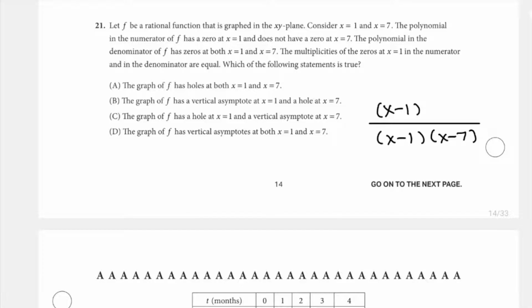The multiplicities of the zeros at x equals 1 in the numerator and the denominator are equal, so that means there's going to be a hole there. And so there's going to be a hole at x equals 1 and a vertical asymptote at x equals 7, because we're still dividing by 0 after all cancellations. So, yeah, there we go.